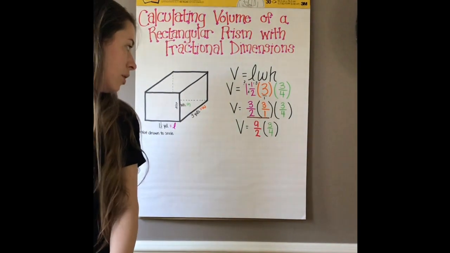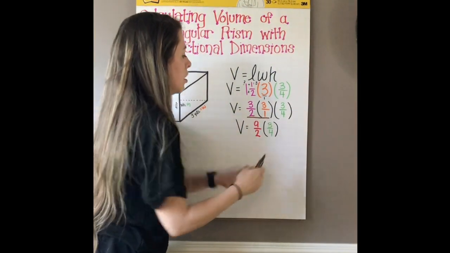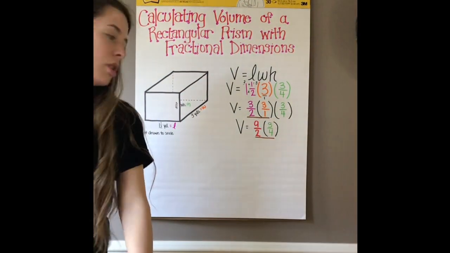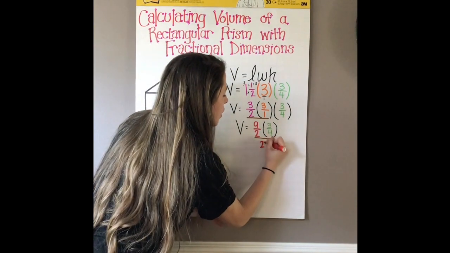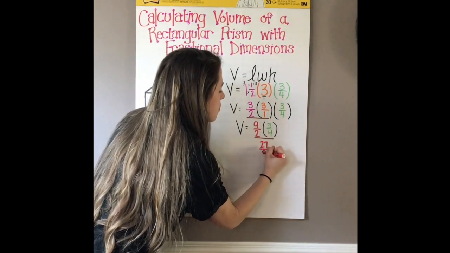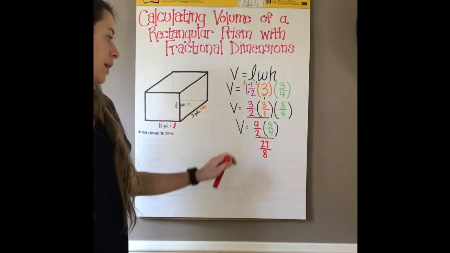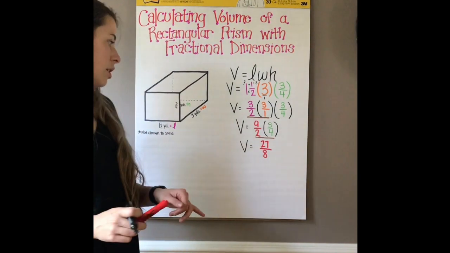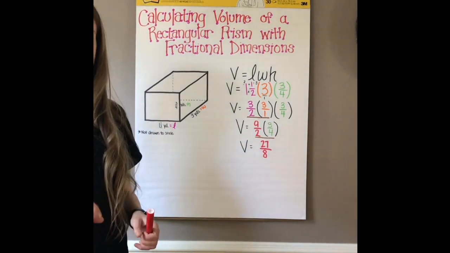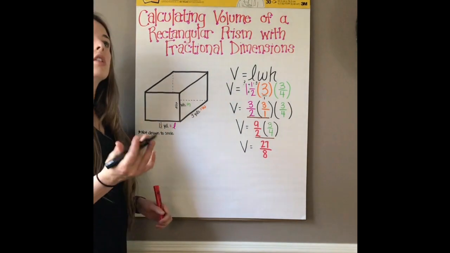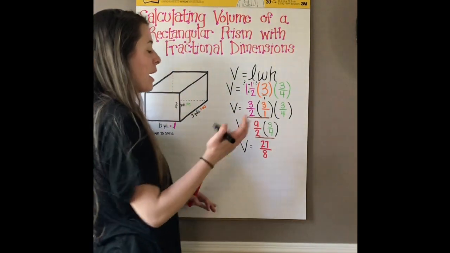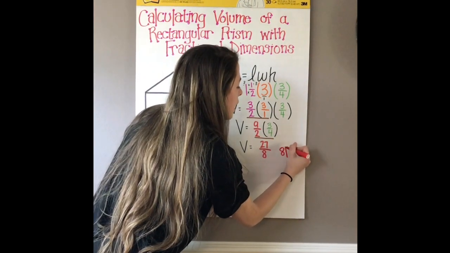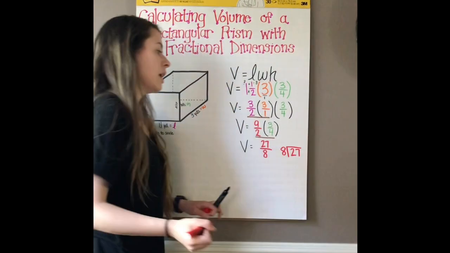And now I am going to multiply 9 over 2 times 3 over 4. So I'm going to do 9 times 3, which gives me 27, and 2 times 4 gives me 8. So right now I have my volume is equal to 27/8 cubic yards, but I don't want to leave my answer as an improper fraction. So to change it back to a mixed number, I am going to divide. So I'm going to put 8 as my divisor, 27 as my dividend.